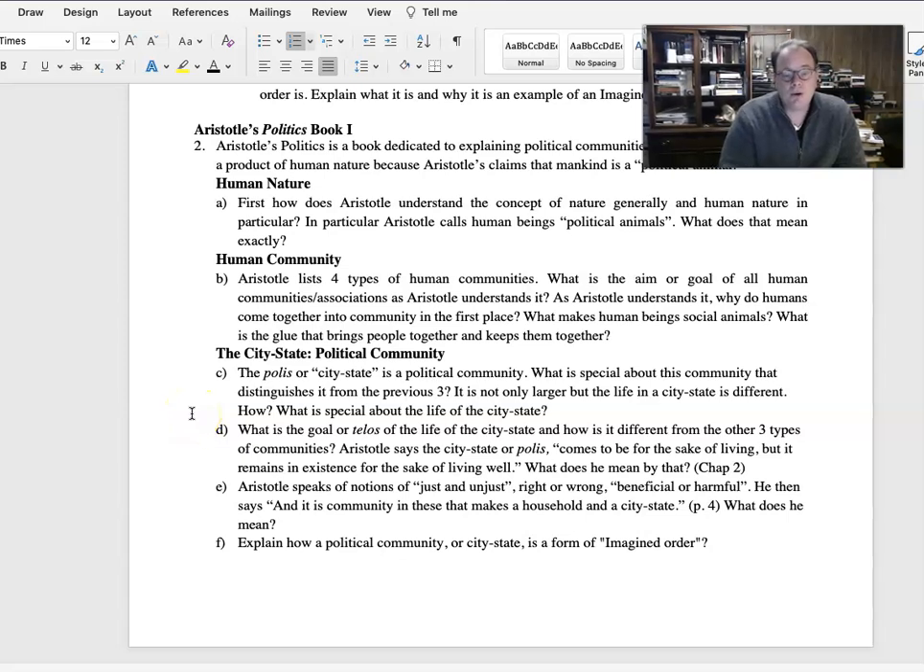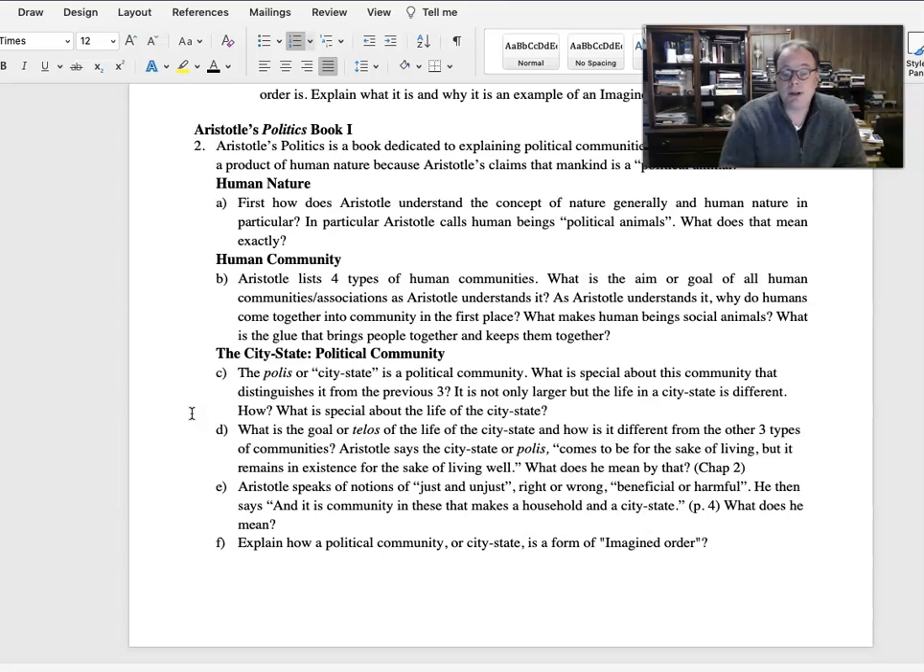D. What is the goal or telos of the life of the city-state, and how is it different from the other 3 types of communities? We've said that the goal or the purpose or the telos brings people together in the first place. The telos of the city-state or the polis is different from the other 3. Its function is different. Aristotle says the city-state or the polis comes to be for the sake of living, but it remains in existence for the sake of living well. What does he mean by that?